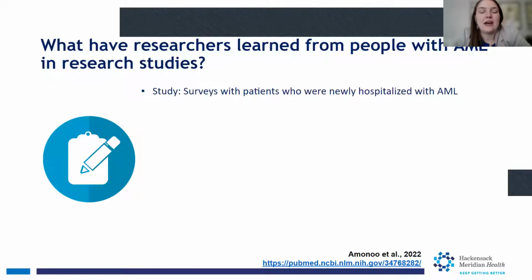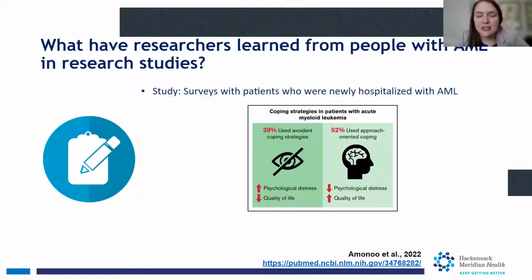In another study, researchers surveyed patients who were newly hospitalized with AML, so a very high stress time, and what they assessed were different coping strategies. So how did patients deal with the stress of what they were going through at that point? And we typically tend to think of coping strategies as either unhelpful or helpful. What you see on the left in the picture here is avoidant coping strategies, or what we would think of as less helpful strategies that many of us often find ourselves using, but that those who use those strategies more frequently might have more stress or more distress in response.